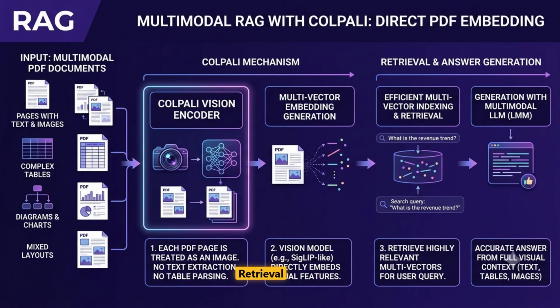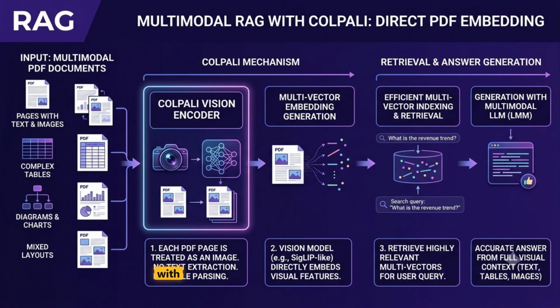Now follow the arrow right to retrieval and answer generation. When you ask a query like "what is the revenue trend?", the system retrieves those highly relevant multivectors. Two tools solve this retrieval today: Pinecone and Weaviate. Pinecone is managed serverless for scale, while Weaviate offers an open source option you can self-host.